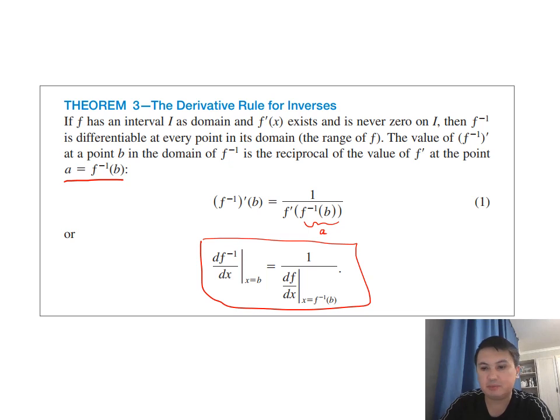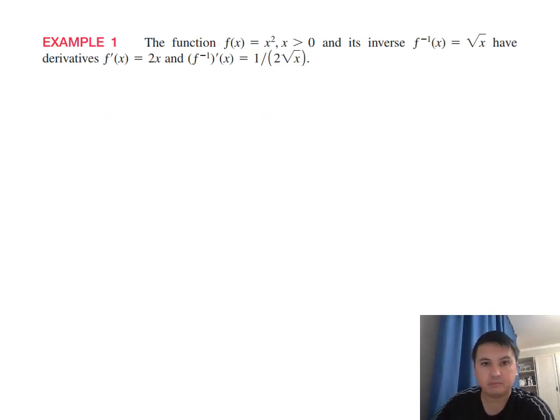So let's do some examples. Let's say that we have f of x equals x squared, and we know that x is positive. Then what is the inverse? Well, this is a squaring function, so the inverse is going to be the square rooting function, a function that takes the square root. Anyway, what is the derivative of the original function? It's f prime of x equals 2x.